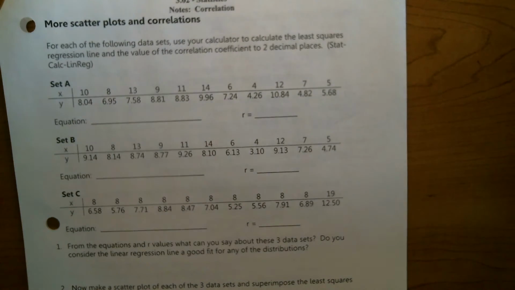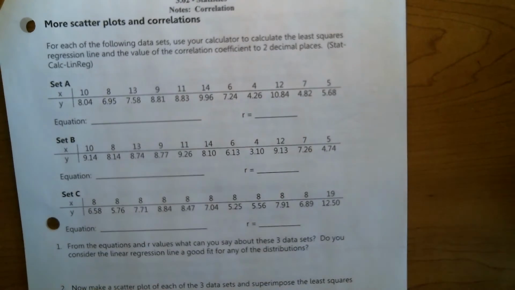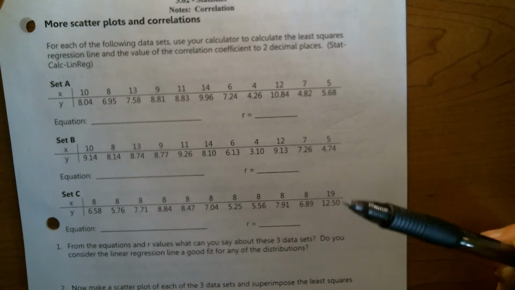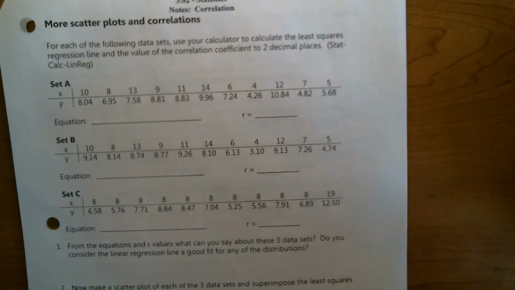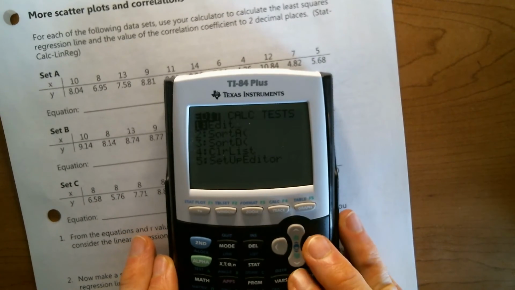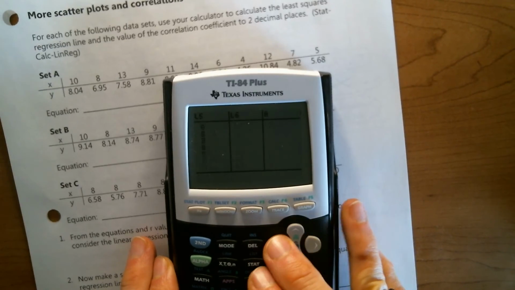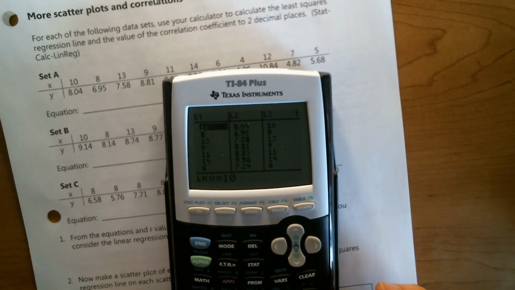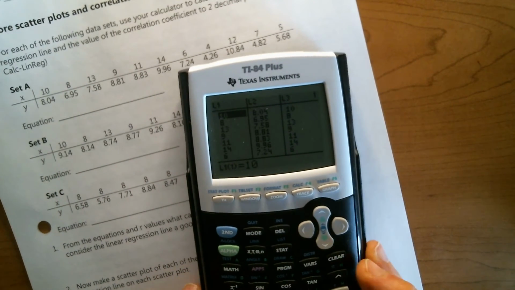All right, let's take a look here. More scatter plots and correlations. So again, I'm going to further drive home the point that it's important to look at graphs. Normally if we were in class, I'd divide the class up and each group would put one of these into their calculator. But I've already got all three in my calculator here. So stat edit, they're all in the various sections of my calculator. And what we're going to do is run a regression on each of these and get the correlation.